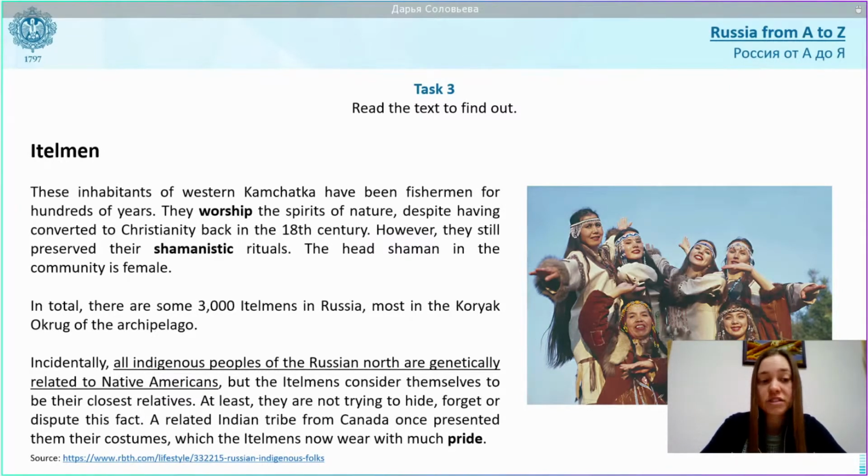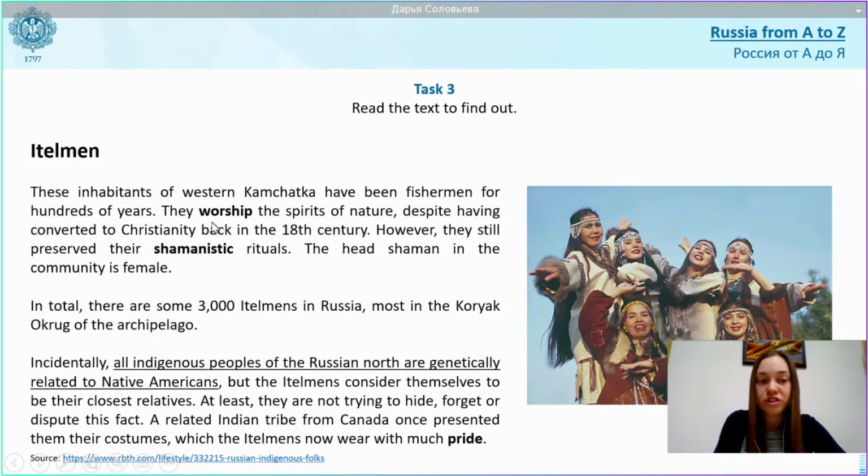Incidentally, all indigenous people of the Russian North are genetically related to Native Americans, but the Itelmens consider themselves to be their closest relatives. At least they are not trying to hide, forget, or dispute this fact. A related Indian tribe from Canada once presented them their costumes, which the Itelmens now wear with much pride. You can look at their costumes in this picture. They really look like the Indians, right? From America.